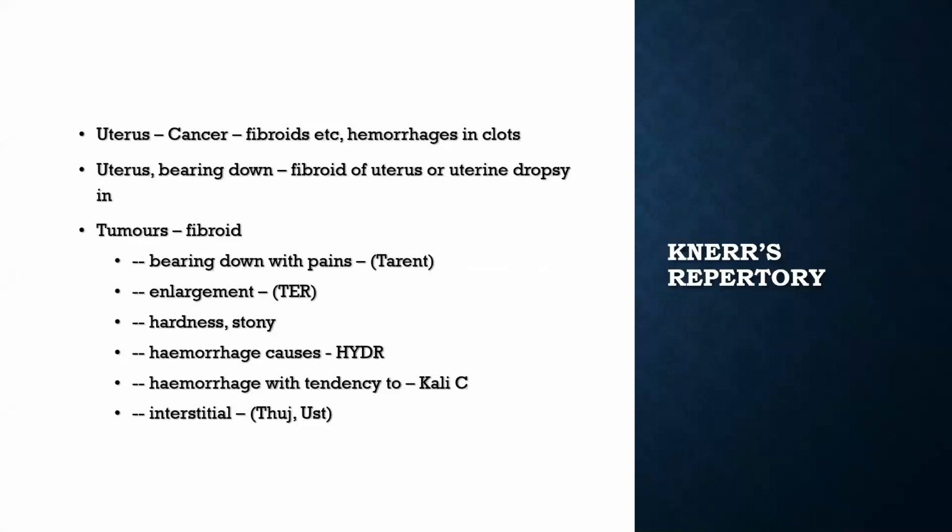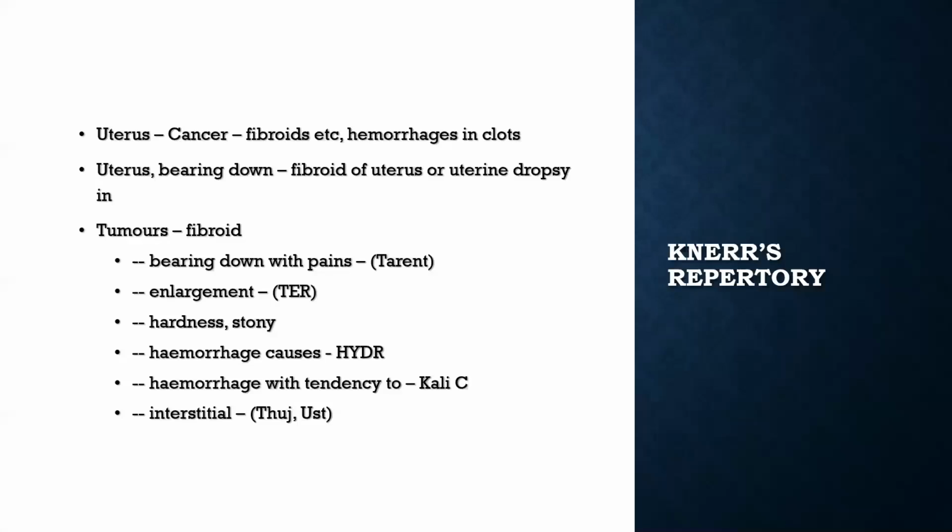Then, talking about Nash repertory, there are a little more classifications. You can see tumors, fibroid, bearing down pains, which you already said, enlargement, hardness, stony hardness. Fibroid causing hemorrhages or fibroid with a tendency to hemorrhage. You can see there are two different remedies. Tumor fibroid hemorrhage causes, that is Hydrastis. Tumor fibroid hemorrhage with tendency to, Calcarea, a little different one.